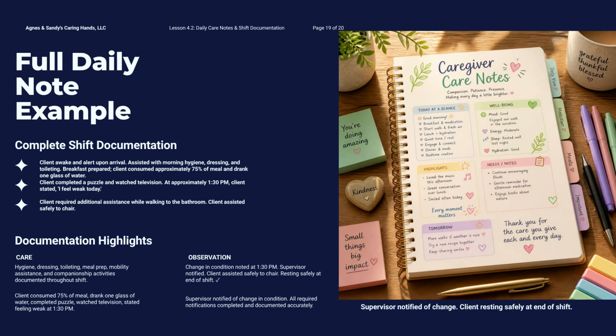This example combines routine care with an important change. The note begins with the client's condition, documents ADLs and meal intake, describes activities, and then identifies a change later in the shift. Notice how the care partner documents exactly what the client said and what was observed. The care partner also documents the action taken and that the supervisor was notified. This creates a much clearer record than simply writing, "Client wasn't feeling well today."